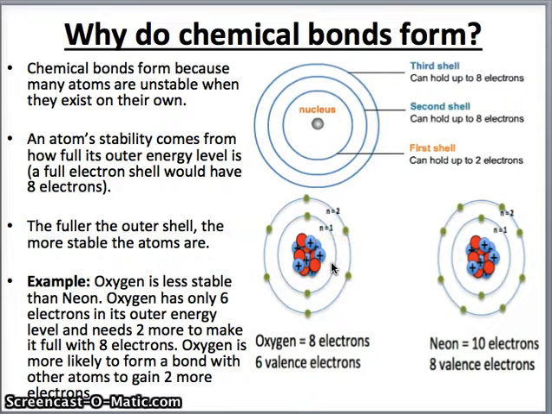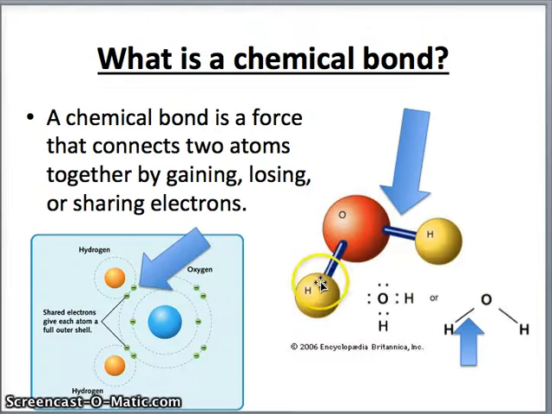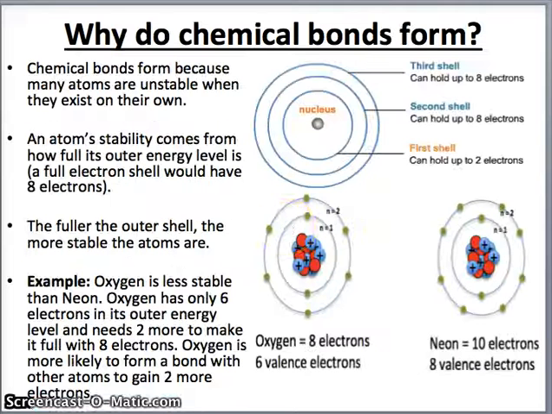So oxygen is more likely to try to form a bond with another atom, like here. You can see here oxygen formed bonds with hydrogen because it needed 2 more electrons. So it shares them with the hydrogen atoms, okay? And this is why different chemical bonds form, the reason why.